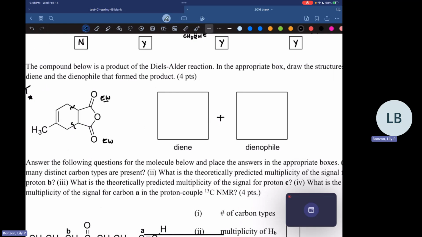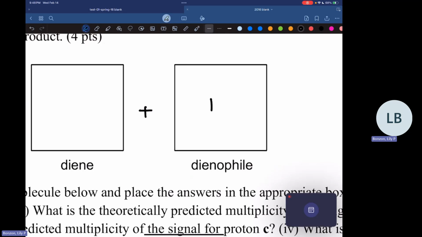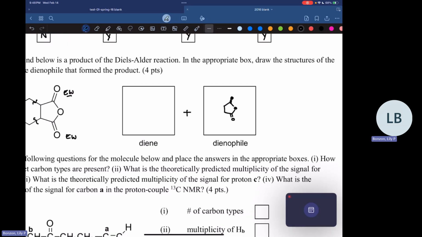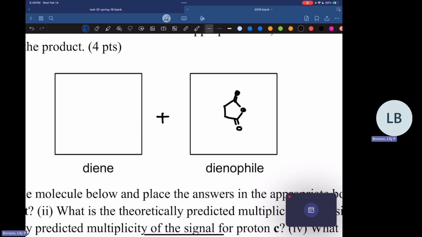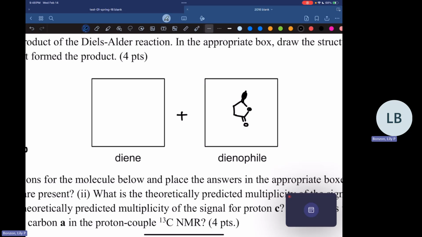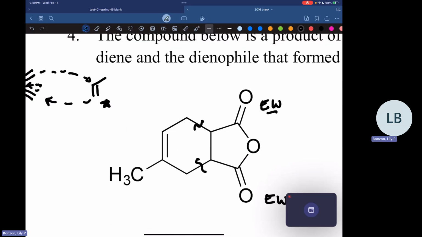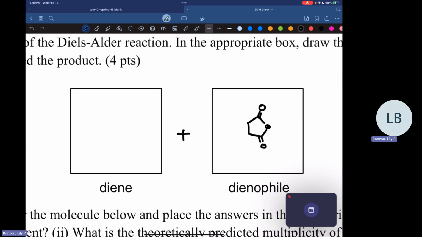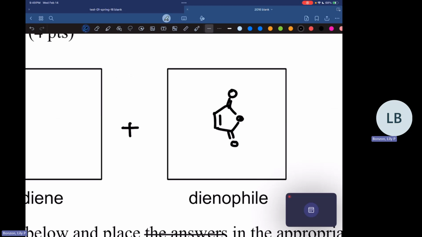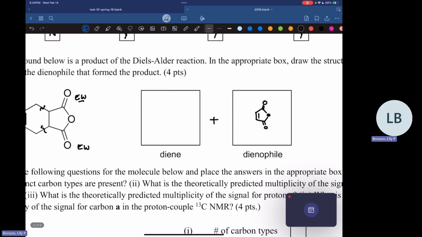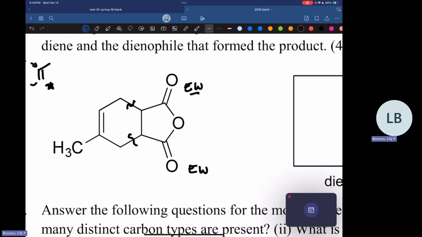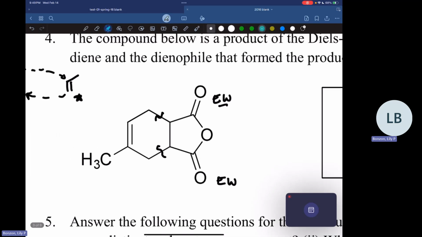So I'm just going to go ahead and kind of copy the overall structure over. So we've got that pentacycle sort of structure. And then I have to remember that double bond. So we're just going to throw that double bond in that position. All right. And so now that we've cut out our dienophile, we can look and see our diene.